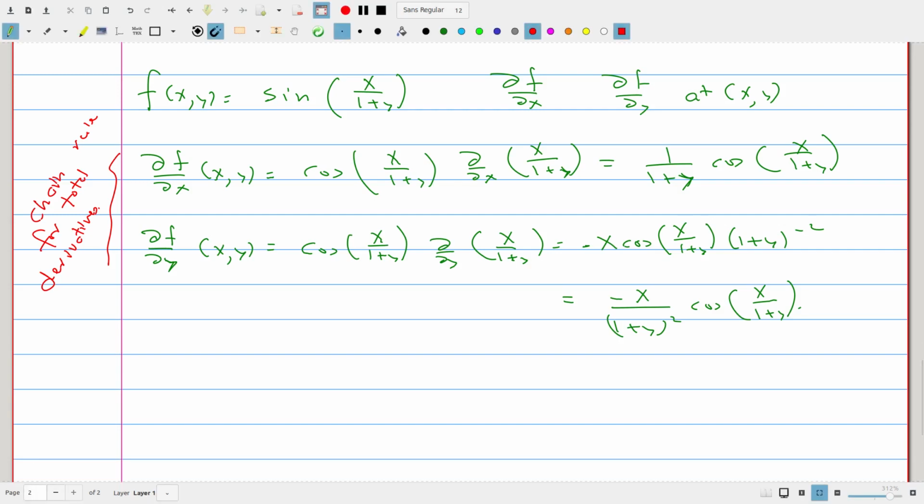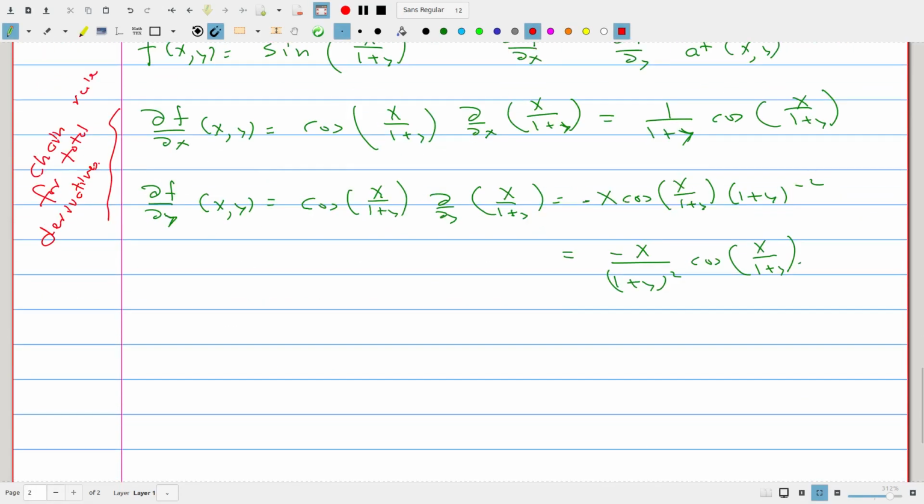The chain rule for partial derivatives usually occurs in a situation where f is a function of x, y, and x and y are themselves functions of other things, let's say u and v. So if you want to find df over du, how would you find it from this? That's where you would use the chain rule for partial derivatives, but that's not required here.